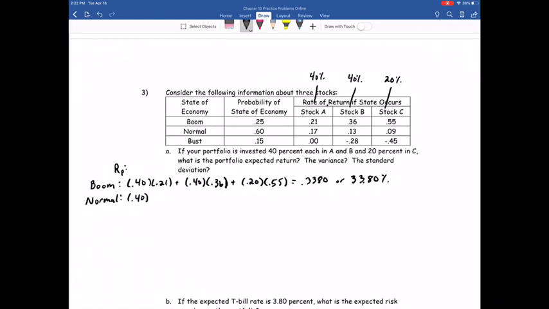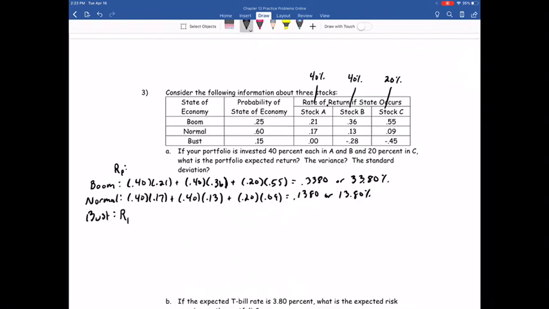The weights don't change. The returns of the individual securities do change. So still 40% for stocks A and B, but in a normal economy, stock A will only generate a 17% return, stock B a 13% return, 20% weight for stock C, and its 9% return. If a normal economy occurs, the return of the portfolio would be 0.1380 or 13.80%. And then one more step.